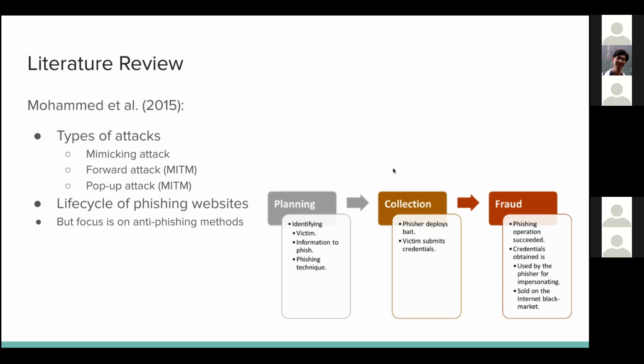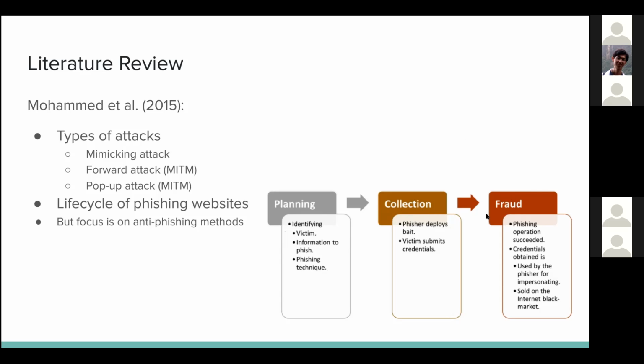Okay, so the life cycle of a phishing website has three stages. As an attacker, first I will plan: I will identify the victim I'm trying to steal credentials from, and what data I want to steal, whether it's their login information, their bank account or their address, as well as identify a technique. Then the phisher will deploy the bait, which is often a phishing website, and then the victim will submit the credentials to the website.